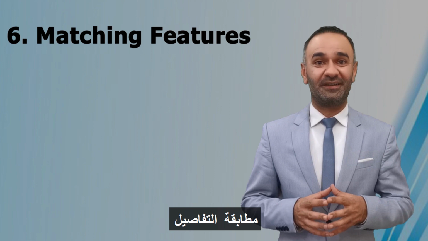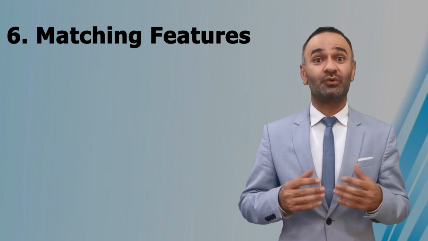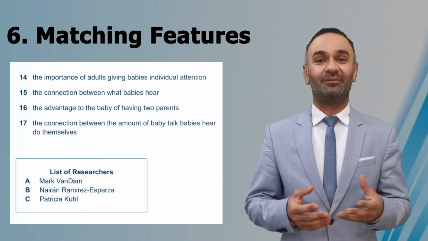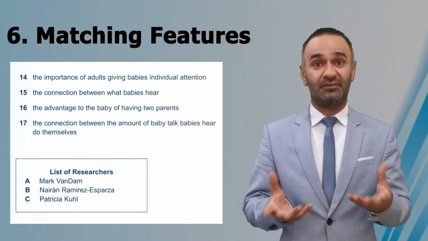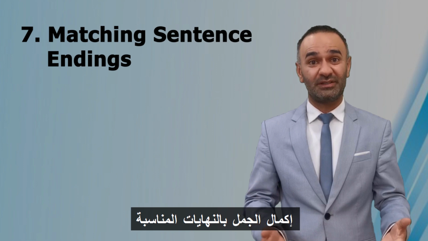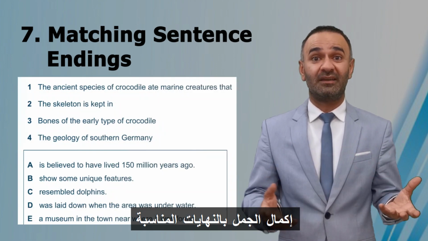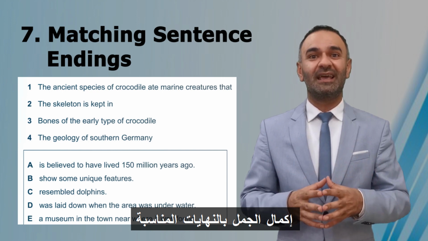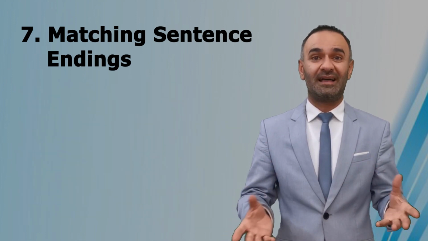Also, you will find the matching features question, in which you're required to match pieces of information to lettered options. For example, matching research findings with a list of researchers. In addition, with matching sentence endings questions, you're given the first half of a sentence which is taken from the reading passage, and you need to complete it from a list of possible answers.